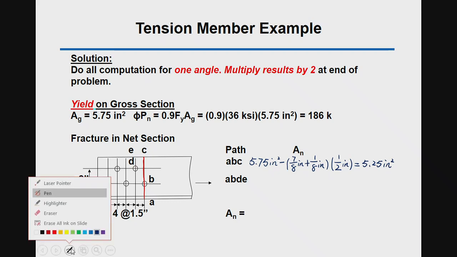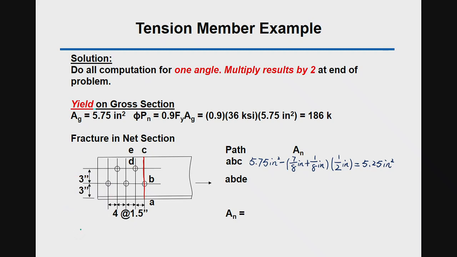And the other possible failure path is A, B, D, E. There are two holes along the path ABDE, so the area of two holes is going to be deducted from the total cross-sectional area. And there is one zigzag path along ABDE, so it will also be accounted for.